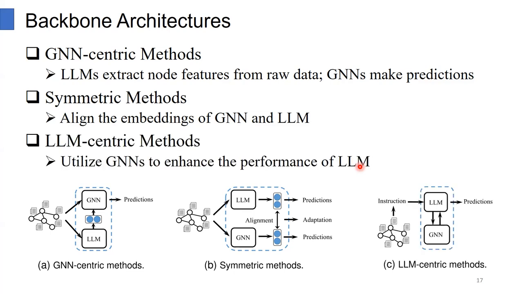And the last category is LLM-centric methods. In this kind of method, LLM is the center component. We use LLM to do the prediction for the final task. The final task output is from LLM, but the GNN can help to extract additional information, additional features, for the LLM to make the prediction.